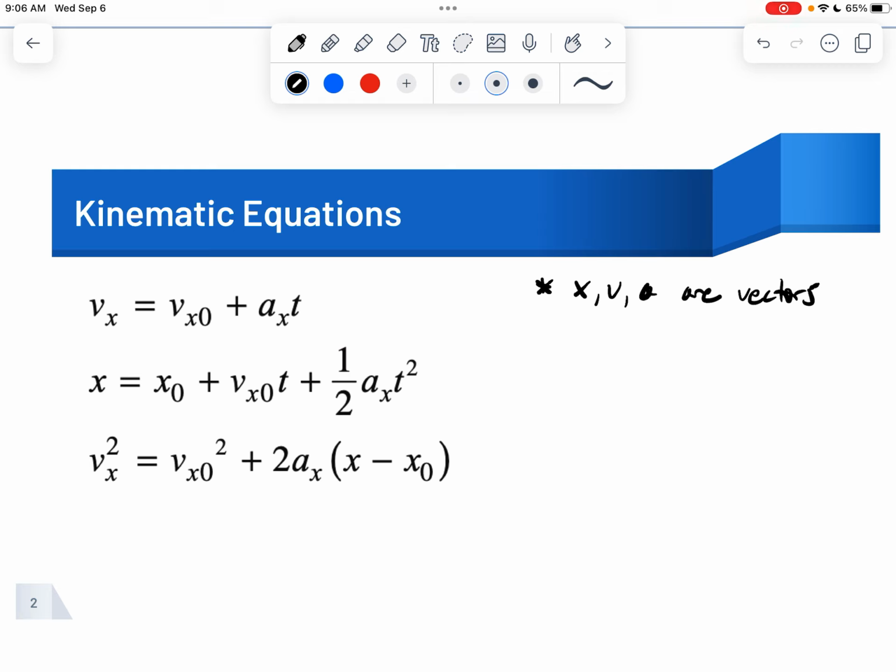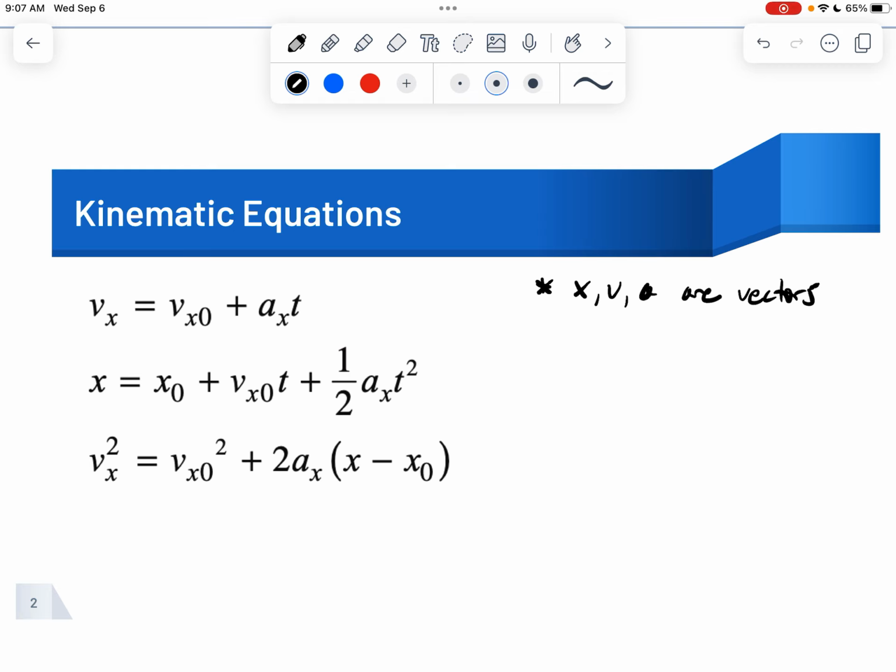So if we look at our first one, our final velocity is equal to our initial velocity plus our acceleration multiplied by time. Next up, our final position is equal to our initial position plus our initial velocity multiplied by time plus 1/2 times acceleration multiplied by time squared. Third kinematic equation, we have our final velocity squared equal to our initial velocity squared plus 2 times acceleration multiplied by final position minus initial position.